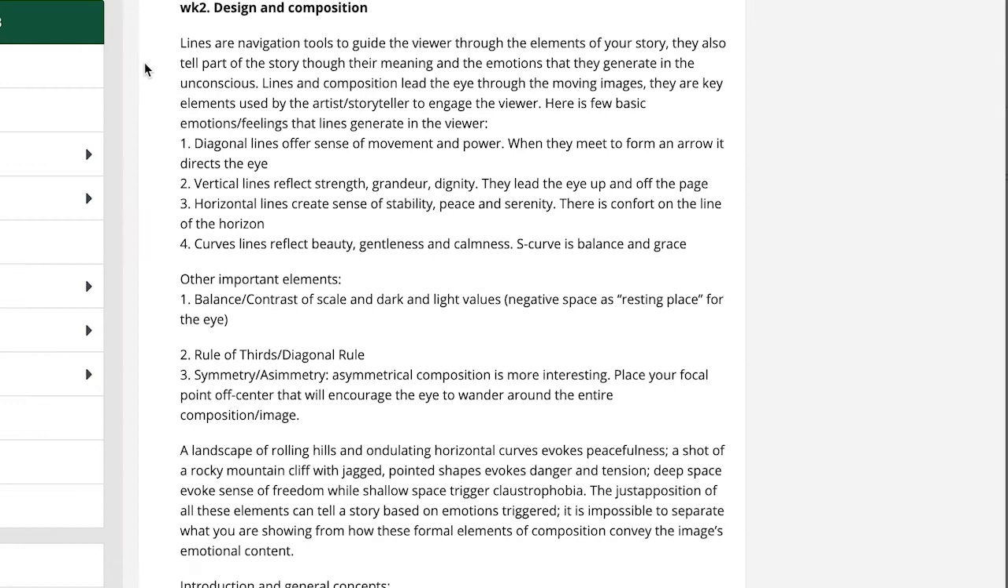Lines are navigation tools to guide the viewer through the elements of your story. They also tell part of the story through their meaning and the emotion that they generate in the unconscious. Lines and composition lead the eyes through the moving images. They are a key element used by the artist storyteller to engage the viewer. Here are a few basic emotions and feelings that lines generate in the viewer.